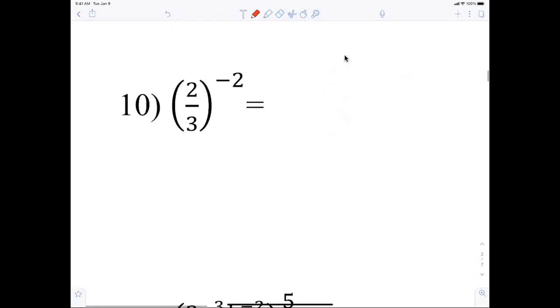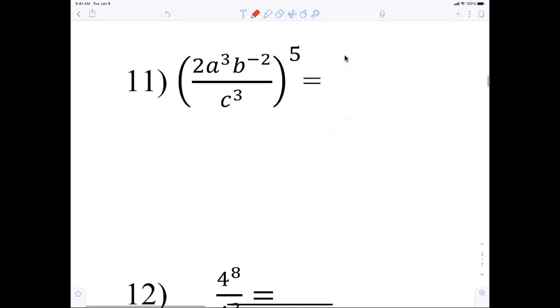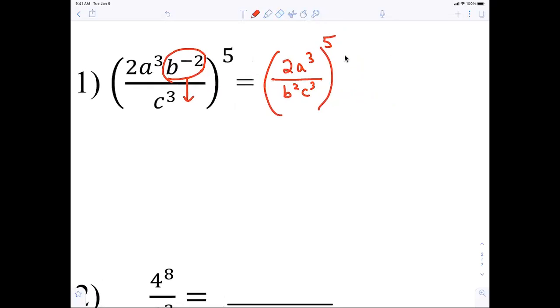All right, let's knock out 11. Now we see our first problem here. We have a negative exponent. We don't like those. So in my opinion, it's easier to just go ahead and move this down first. I want everybody to write 2a cubed over b squared c cubed, raise that to the 5th power. That's what I'd like for you to do first. Then from there, you now do everything to the 5th power.